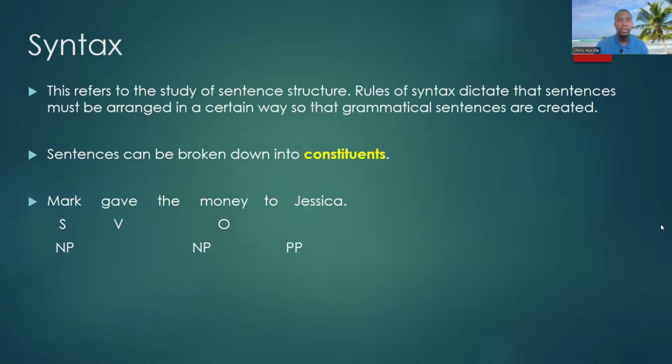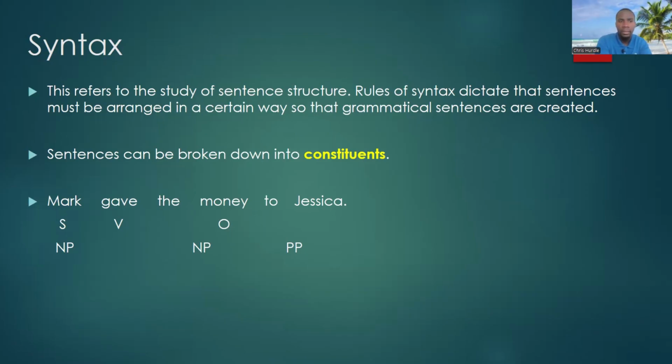Right. So sentences can be broken down into constituents. A constituent would be a group of words that go together. Basically, these are a collection of words that function as a unit, right? And you'll see this in the example shortly. So as I was saying, in English, for a sentence to be grammatical, it must have a subject and a verb, right?